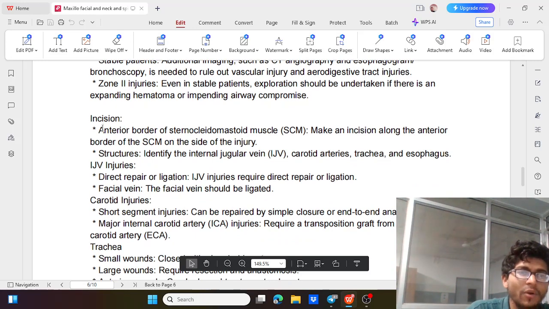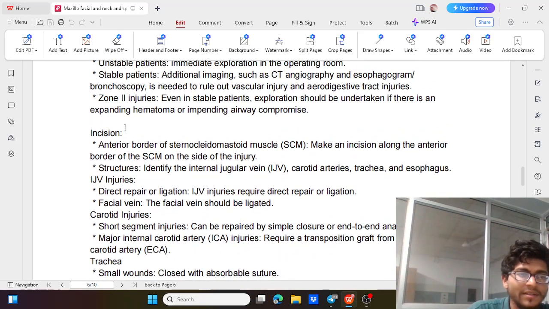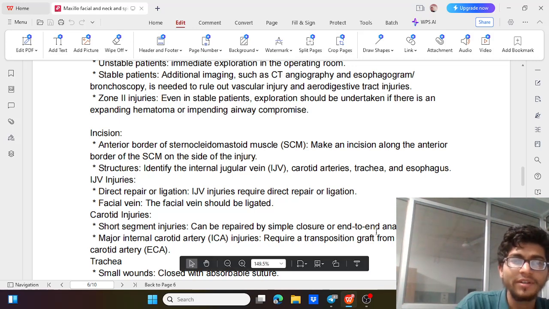Then, considering how we manage these injuries, some techniques regarding that. The incision is given along the anterior border of the sternocleidomastoid. We identify the veins, arteries, trachea, esophagus, and we start managing them. In case of IJV injury, we mostly go for direct repair. If that is not possible, then we can go for ligation. Facial vein, if injured, then we go for ligation. Carotid artery, if there is a small injury, can be repaired by simple closure or end-to-end anastomosis. If there is a major injury, that is the internal carotid artery getting injured, then we need a graft, that is a transposition graft from the external carotid artery.